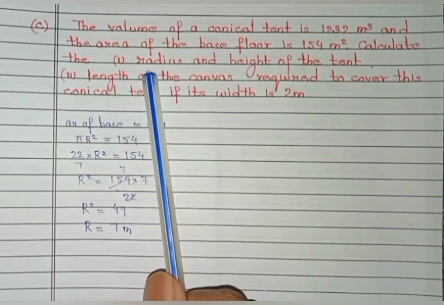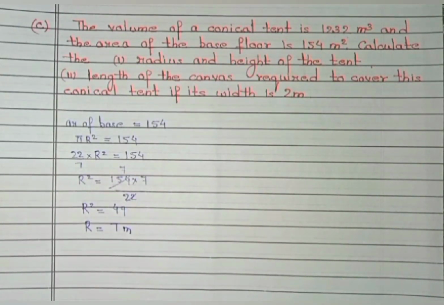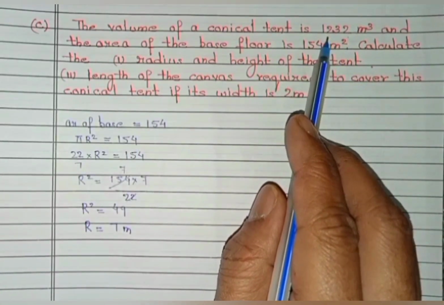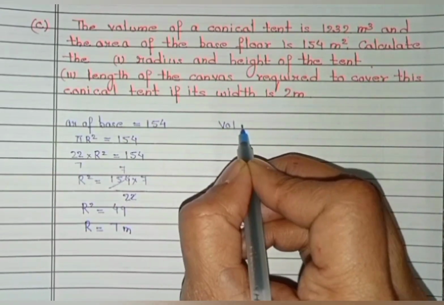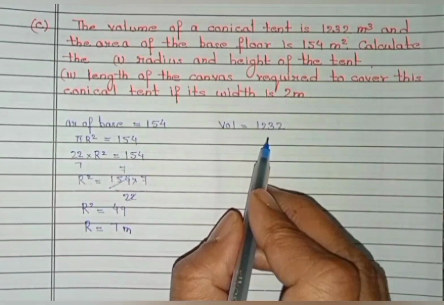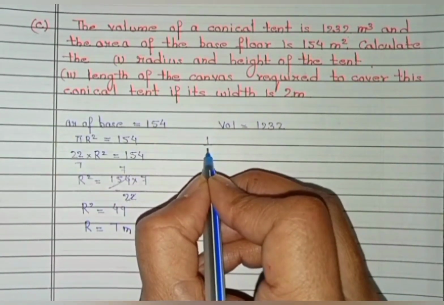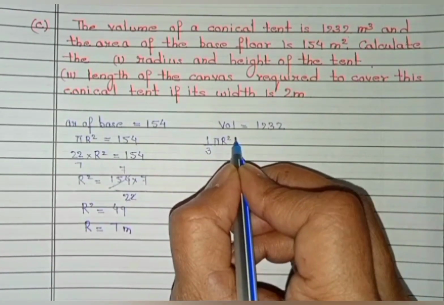So in the first part they have asked you to find the radius and the height. So radius we have got. Now how to get the height? Now you can see volume is given. So volume given to us is 1232. Now this is the volume of a conical tent. Formula for volume is 1 by 3 pi r square into h.